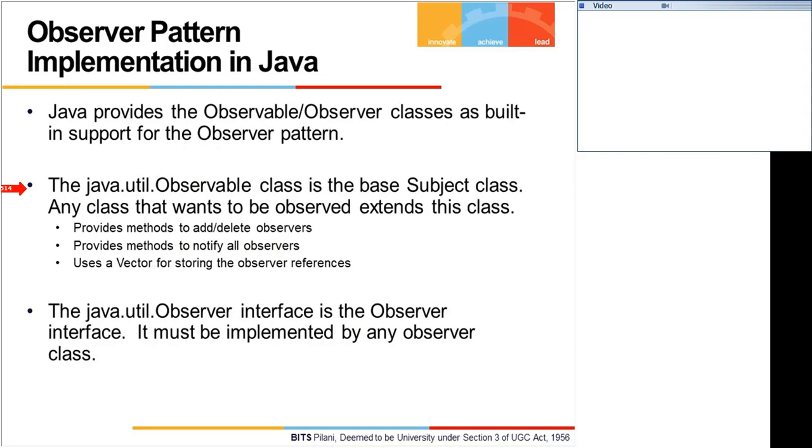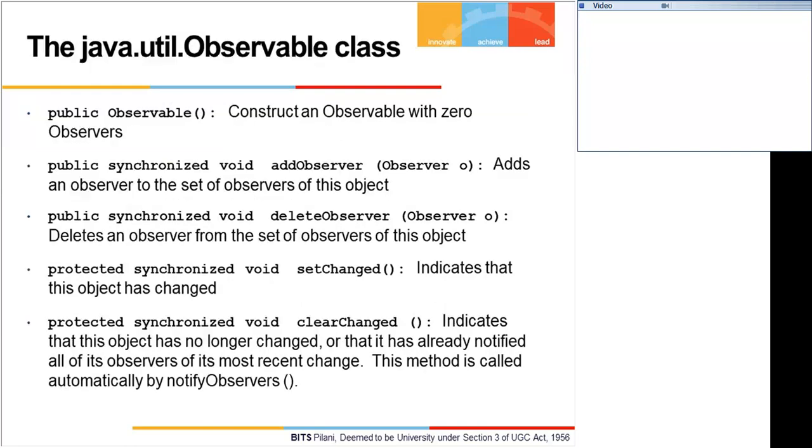This is the subject class. One can implement this particular interface and provide implementation for the rest of the methods. Additionally, there is the java.util.Observer interface, which can also be implemented. So I'll show you an implementation of the same in Java.